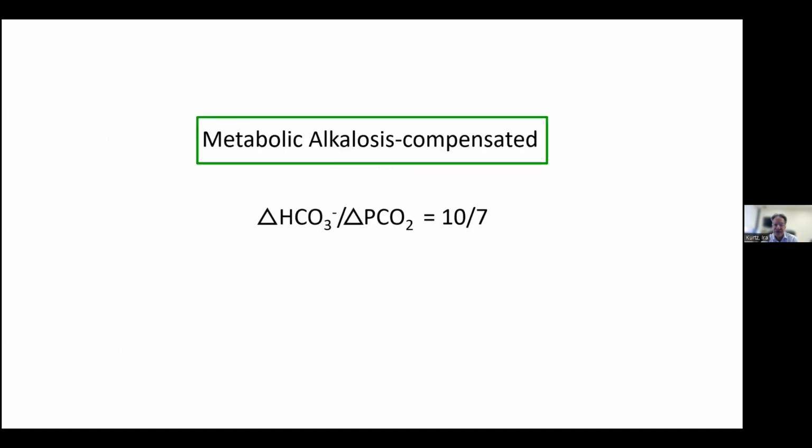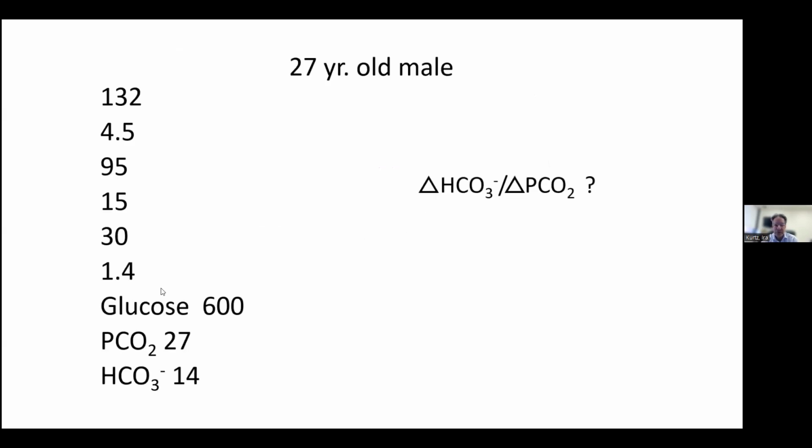And the answer is metabolic alkalosis that's compensated. It's the only acid-base disorder where you get this proportionality. Okay, here's a 27-year-old male, and the PCO2 is 27, the bicarb 14. Again, the total CO2 is slightly above the bicarbonate because it's 0.03 times the PCO2 plus the bicarbonate. Remember not to call this number bicarbonate, it's the total CO2.